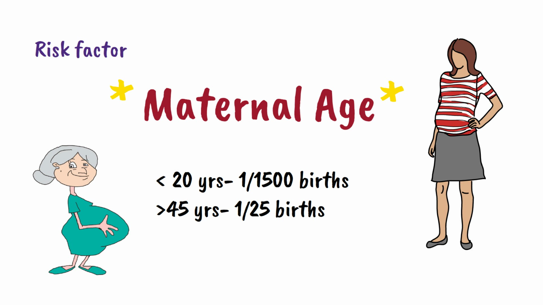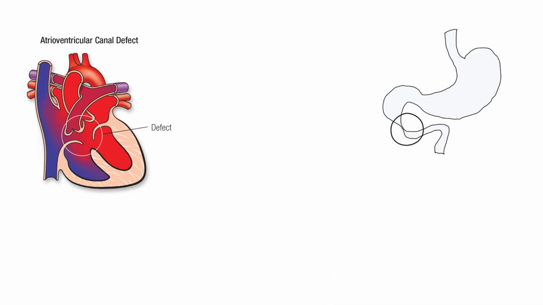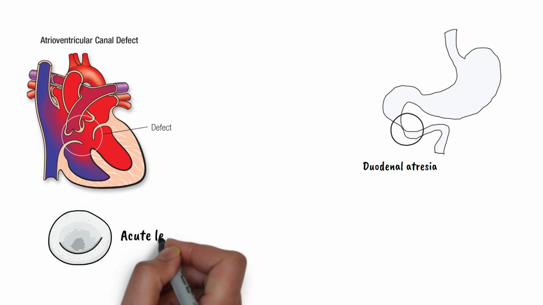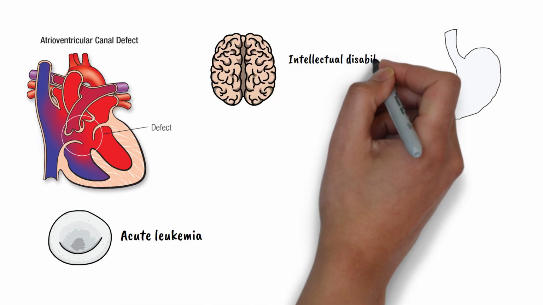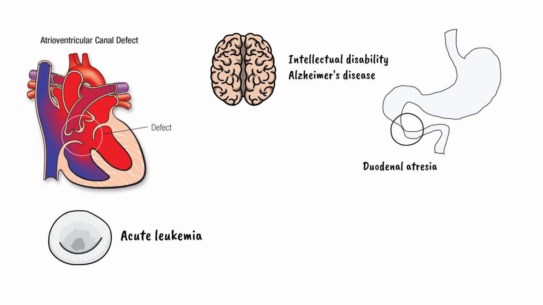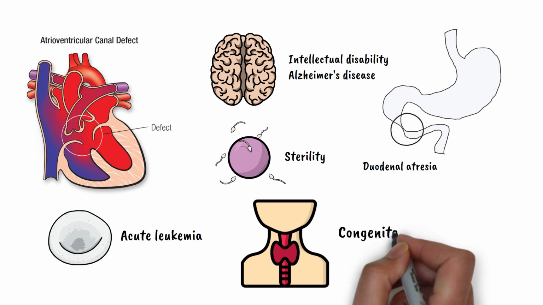Having an extra copy of chromosome 21 can affect almost every organ. The most common heart disease seen in Down patients are endocardial cushion defects or atrioventricular septal defects. In the GI tract, it can cause intestinal obstruction, mostly due to duodenal atresia. Blood disorders include acute leukemias. It can also affect the brain, resulting in intellectual disability and Alzheimer's disease. Down syndrome is also a cause of sterility in males and congenital hypothyroidism.